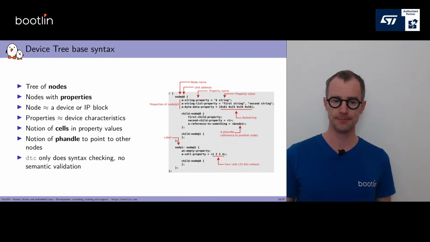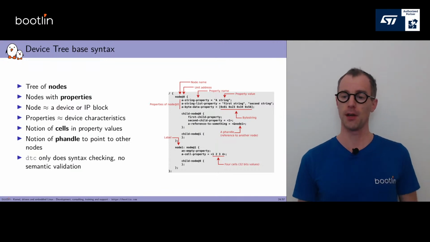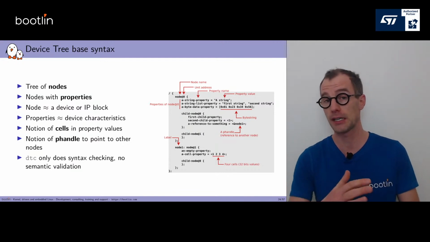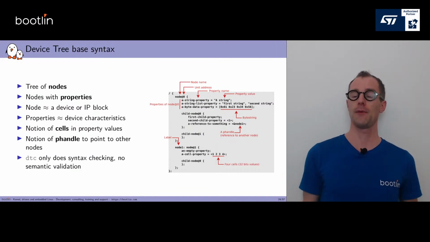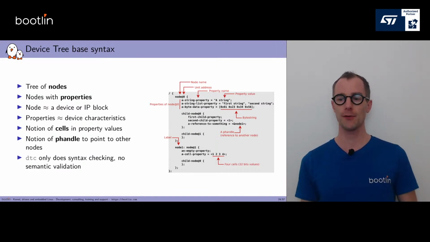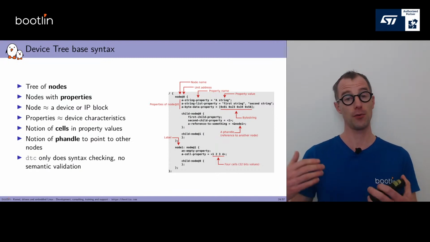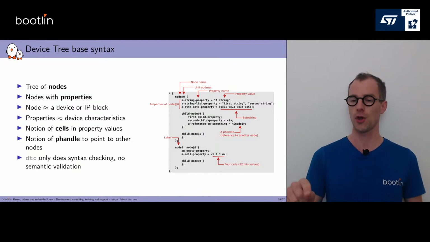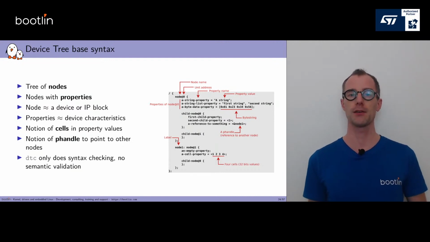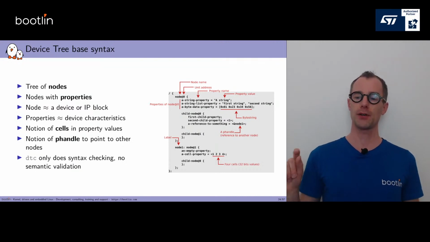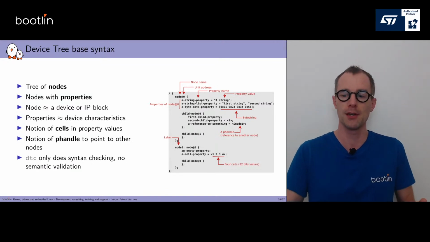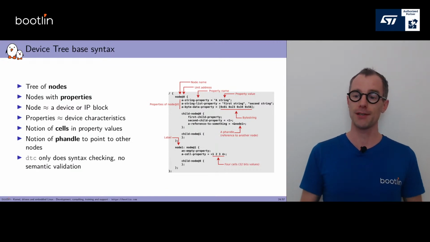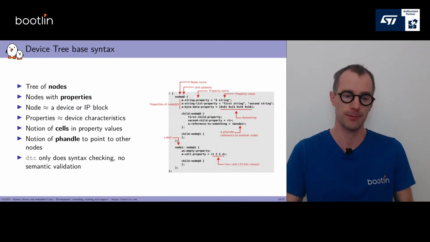Inside those nodes, we have properties which are basically key equal value pairs. Each property has a name and it has a value. These values can be strings, lists of strings, integers, lists of integers, and they can also be Boolean properties, such as the first child property that you see. It doesn't have any value. It's because it is the existence of the property that makes it true, while if it's not present in the device tree, it will be considered as false.